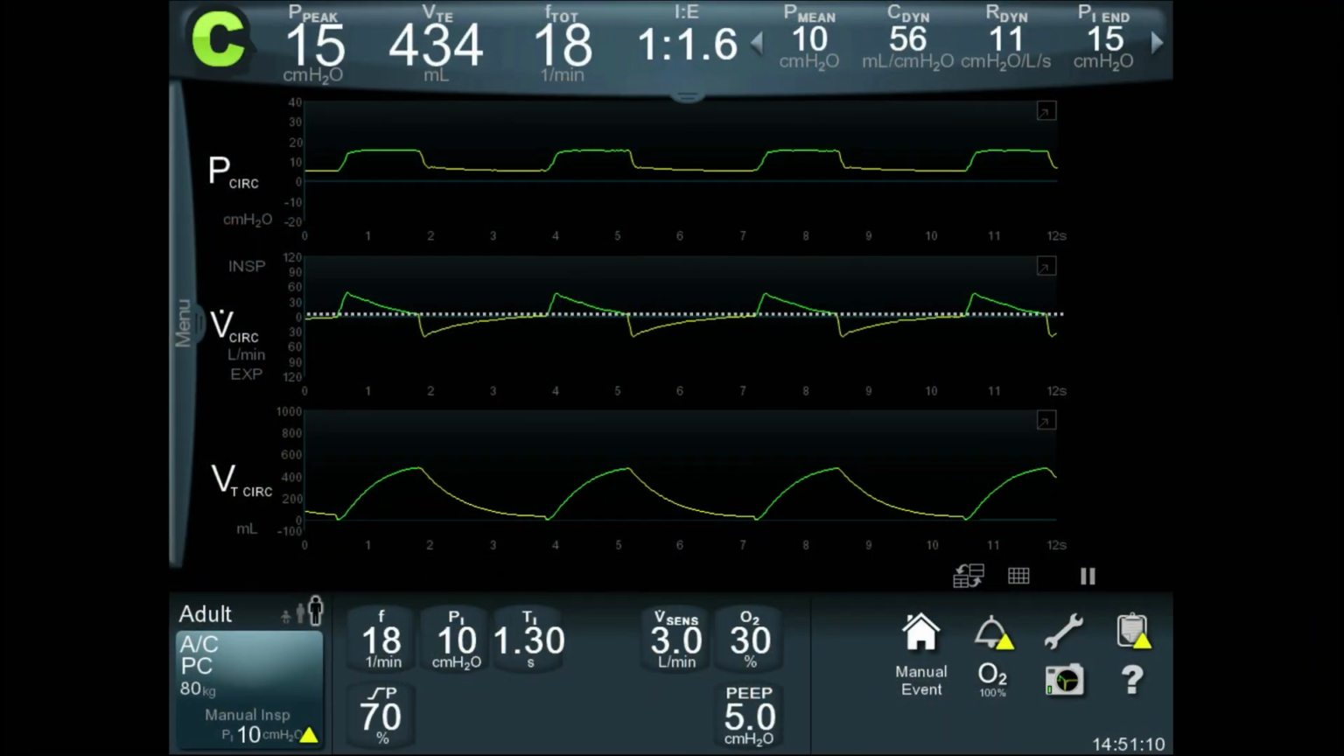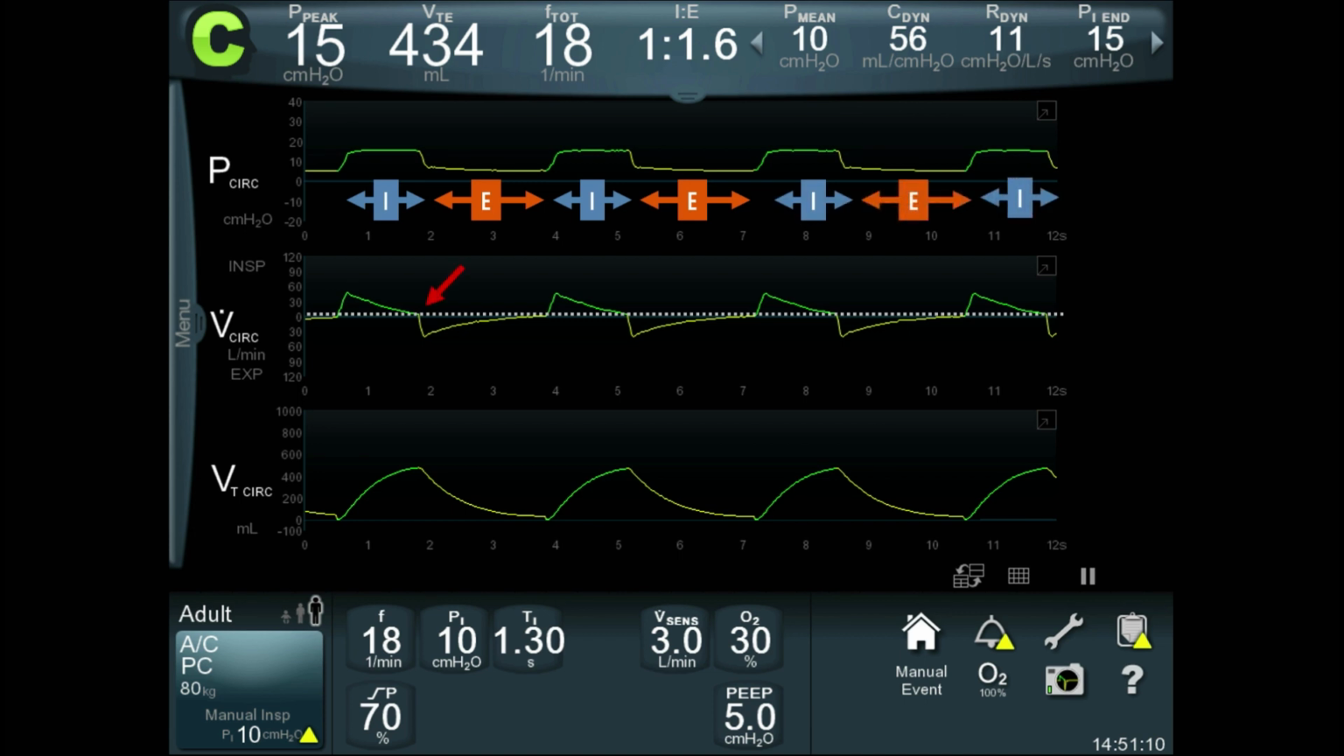I'll just show you a few screen grabs of a patient who's on pressure assist control. And you can see here, that's the I time, the E time. This patient's on a 1-to-1.6 I/E ratio. And you can see here that flow stops at the end of inspiration. So as inspiratory flow goes in, it hits that point and then the patient immediately exhales. So this is perfect. This is the way you want to see it.